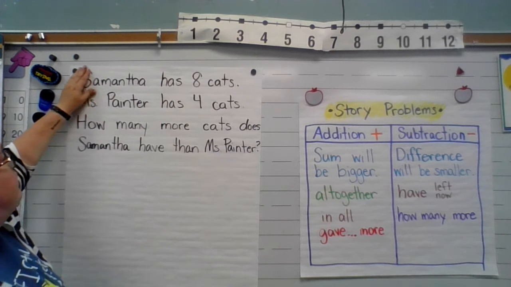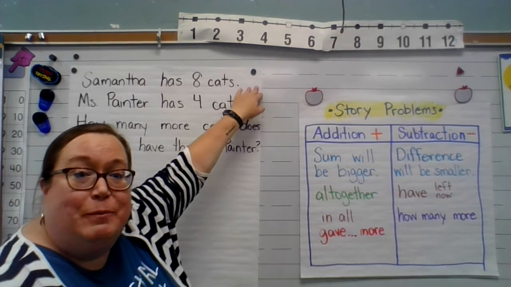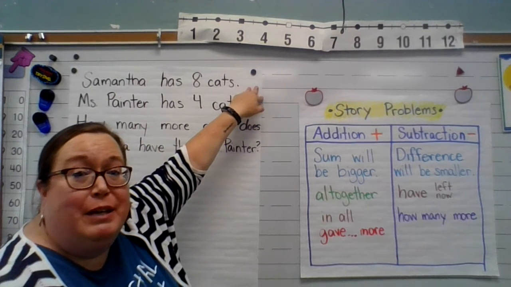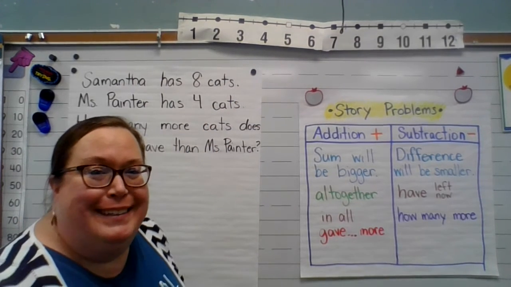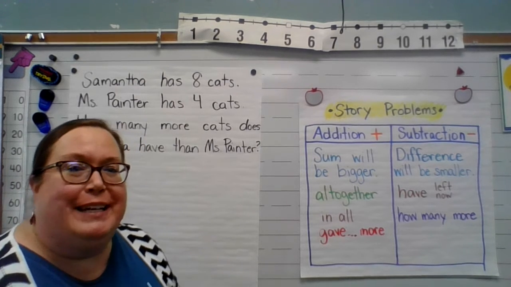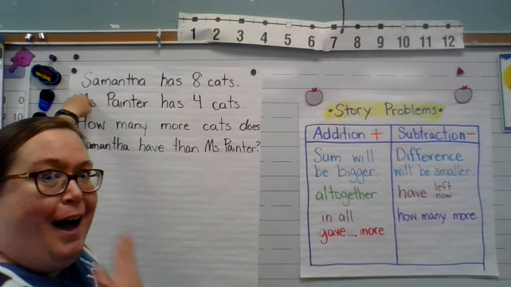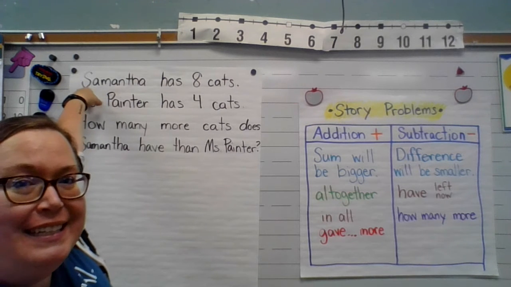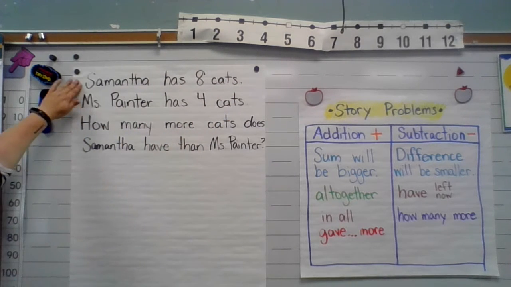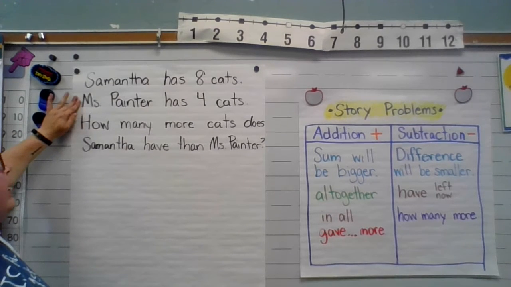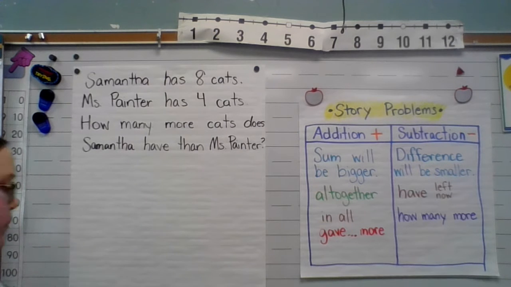Okay, let's get going. Samantha has 8 cats. Samantha, you are our celebrity today. And by the way, I don't know if you have 8 cats. I just made up the story. So if you don't have 8 cats, just pretend. Okay. Samantha has 8 cats. Miss Painter has 4 cats. I'm in this story today. And I don't have 4 cats. I'm just pretending. Samantha has 8 cats. Miss Painter has 4 cats. How many more cats does Samantha have than Miss Painter?